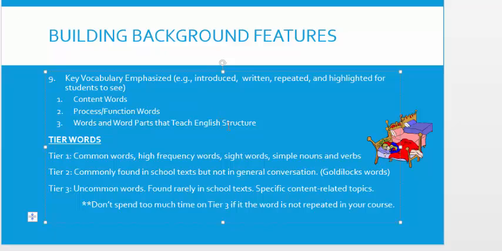Also, words to be emphasized are words and word parts that can teach English structure. And so if I'm teaching the word anthropomorphism, I might focus on morph there, because morph means to change, and anthro meaning man. And so anthropomorphism is to change an animal into a human-like quality. And so I would make sure that we use those word parts to show them other words as well. So doing word study is helpful no matter what your content area is.